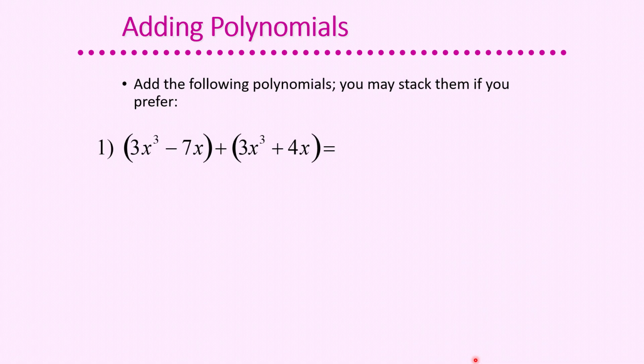Now add the following polynomials. You may stack them if you prefer, but if you prefer to just combine them, we can do it directly. So we have 3x cubed plus 3x cubed is 6x cubed.